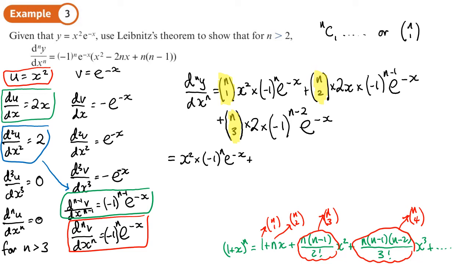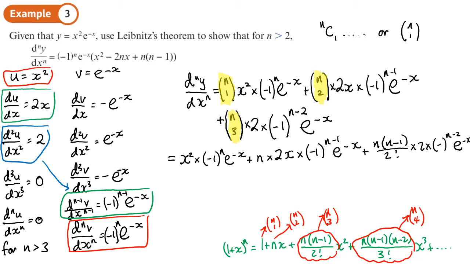So we can write n times 2x times this (-1) to the power n minus 1, e to the minus x, plus, and then this nC2, well, that's the same as this, n times (n minus 1) over 2 factorial. That gets multiplied by 2, and then times this (-1) to the n minus 2, e to the minus x. Let's put the -1 in.